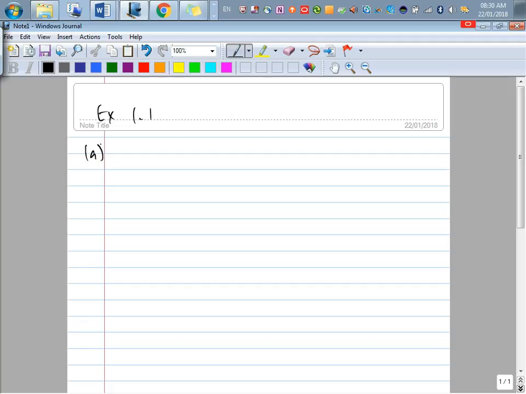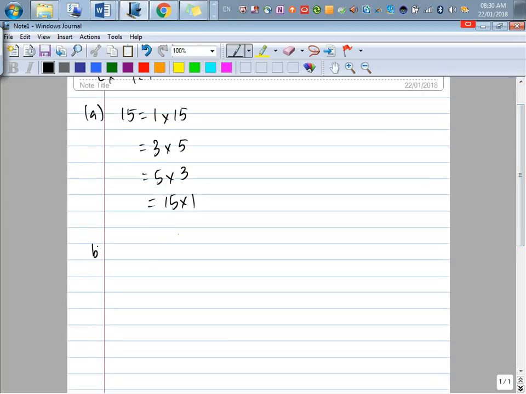Question 1a, write down all the factors for 15. So, how do we present our answers? Okay, let me show you what I saw. Okay, so this is part A, and then the student moved on to part B. Part B was 28. And so on and so forth. Okay? So, anything wrong with this?